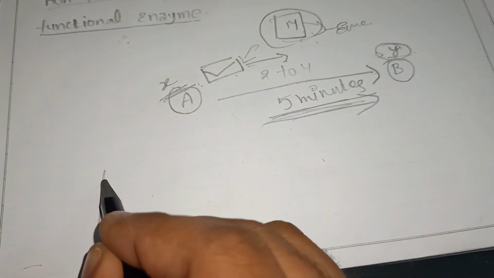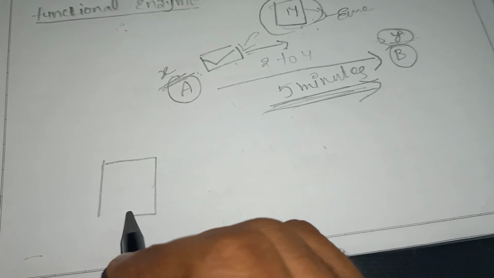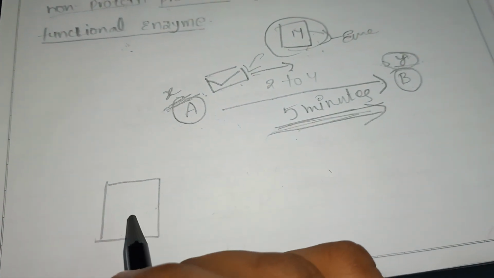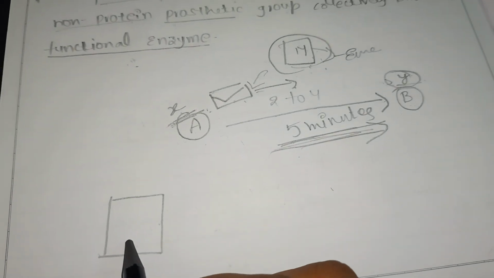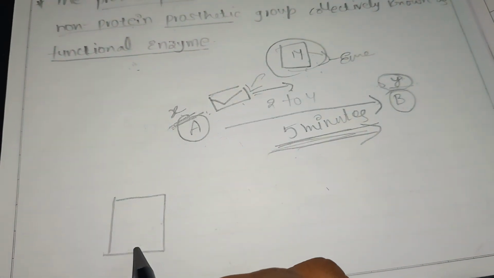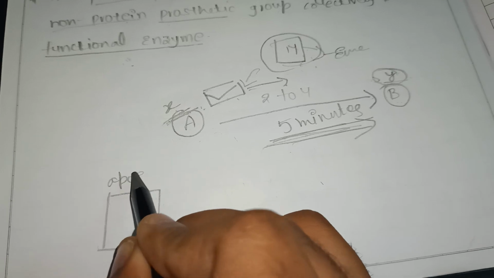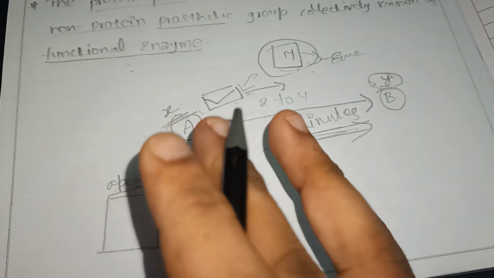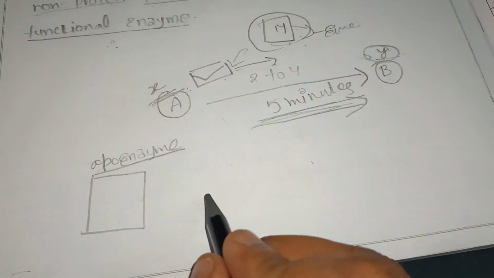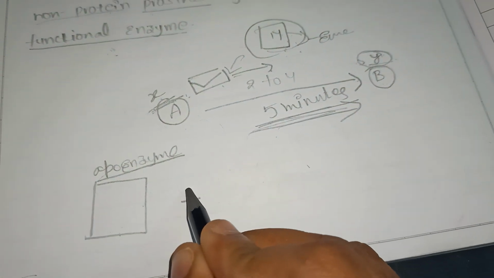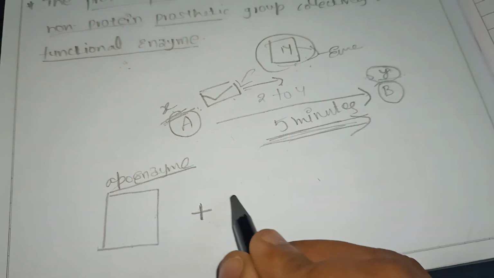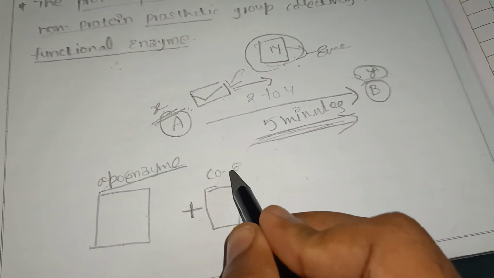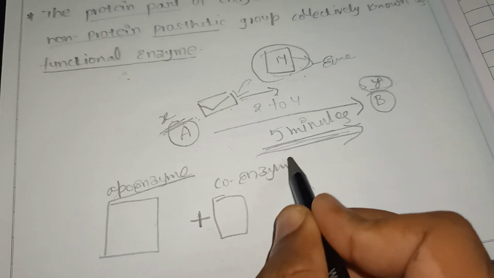So here I am going to take a mobile phone without battery. Without battery and without SIM card, this is just a mobile phone, non-functional. It's not a functional mobile. So this non-functional mobile is called apoenzyme, or the protein part of an enzyme. Okay, and now the mobile without battery is called apoenzyme, and here the battery is there. This is a coenzyme. The mobile battery is nothing but coenzyme.